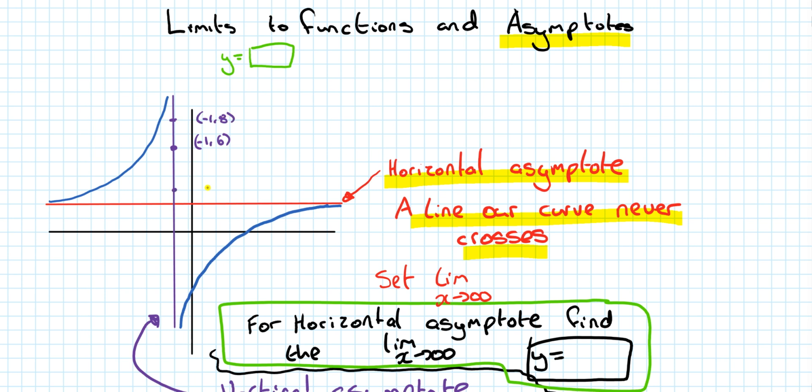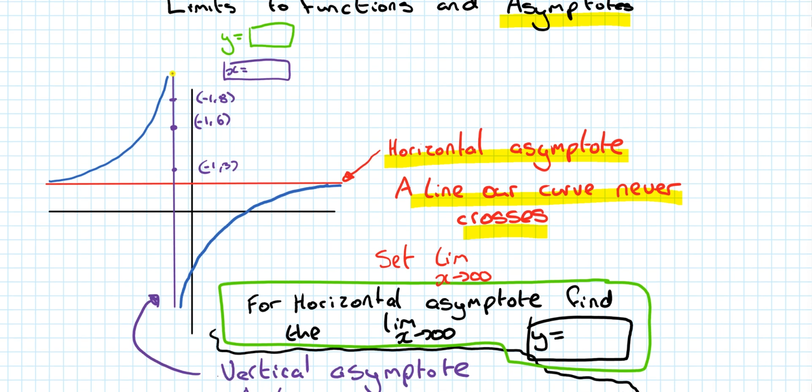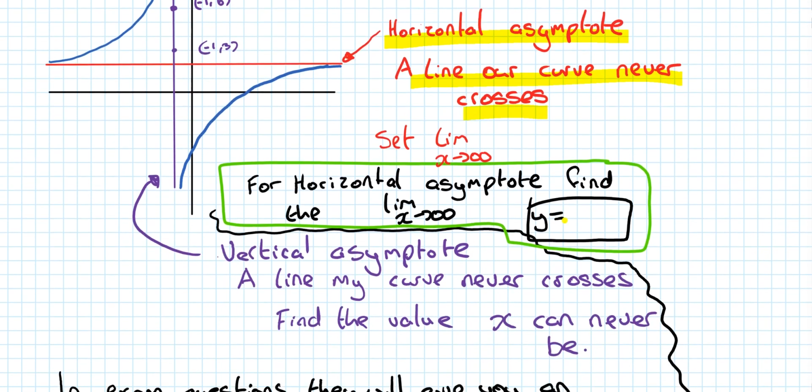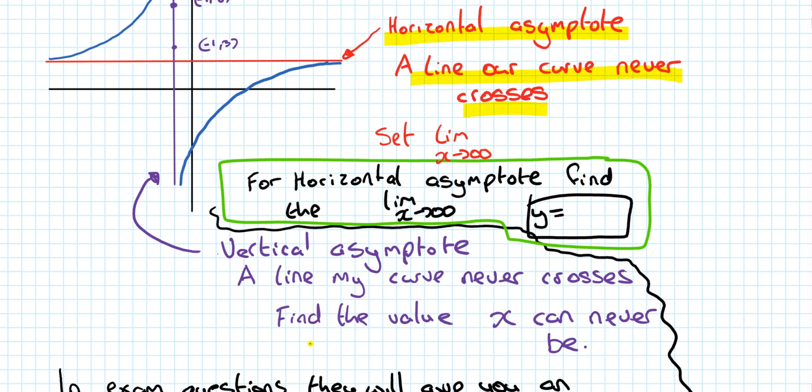This could be minus 1, 3, and so on and so on. All of them are x is equal to something. So vertical asymptotes are x is equal to something. The way I like to think of it is, the curve can never cross this vertical asymptote. So vertical asymptotes are a line the curve never crosses.